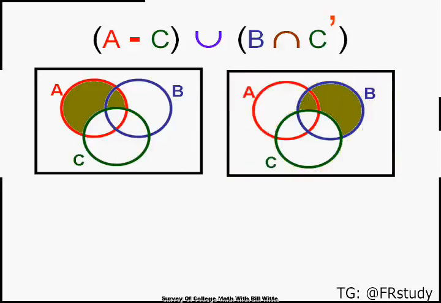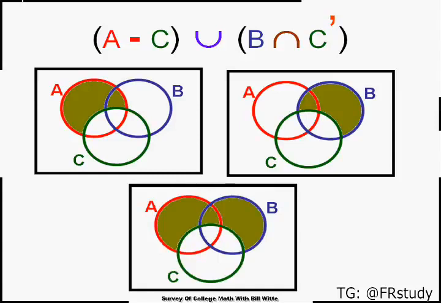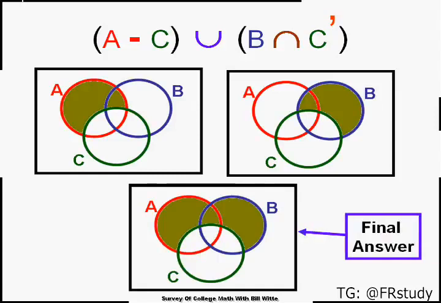Okay, so that's the two sections, and I want to union those two pictures together. So basically I shade what's in both pictures. That's the first picture, and that's the second picture. I did have some overlap, but I don't shade it twice. And there it is.